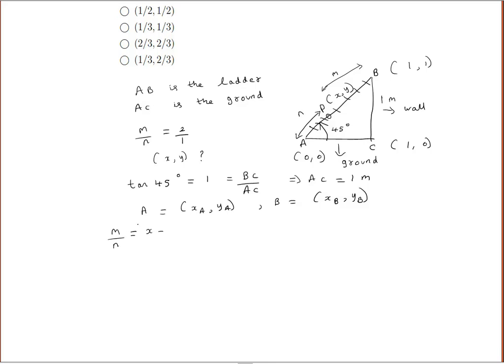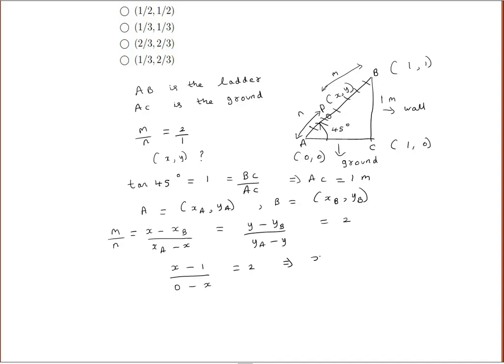m by n is equal to (x minus xB) by (xA minus x), which is also equal to (y minus yB) by (yA minus y), which is basically 2, right? So we take the individual parts separately. So x minus xB is nothing but 1, and xA is 0, minus x, equal to 2.